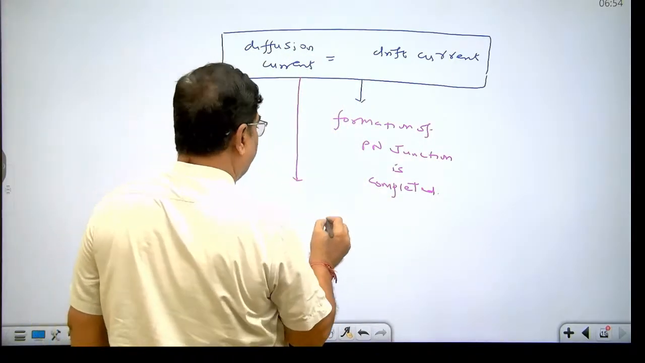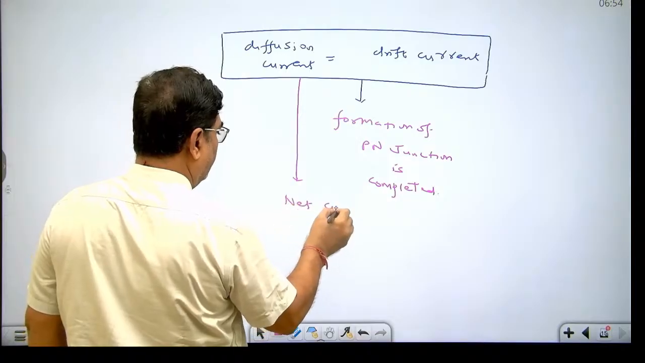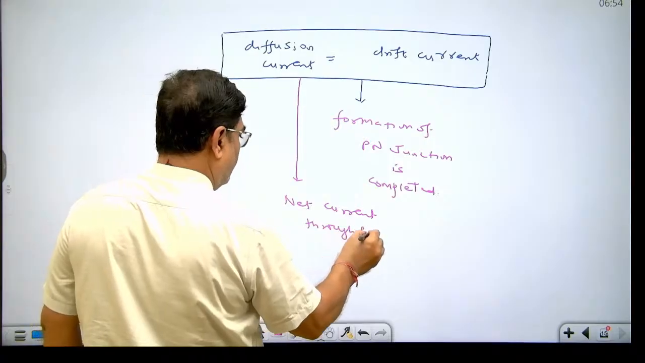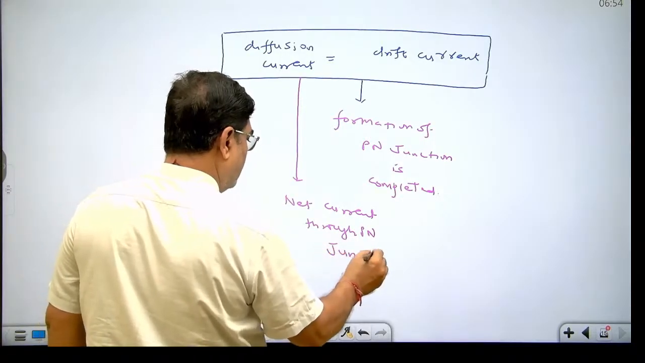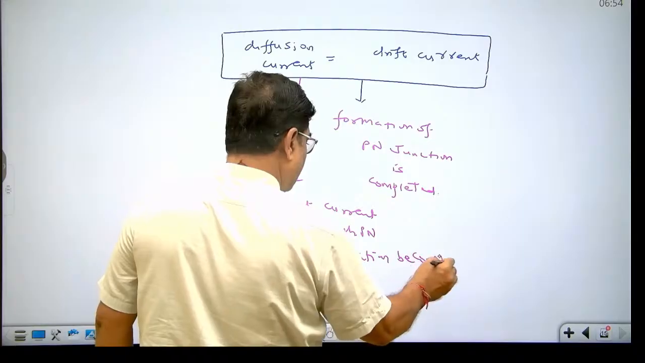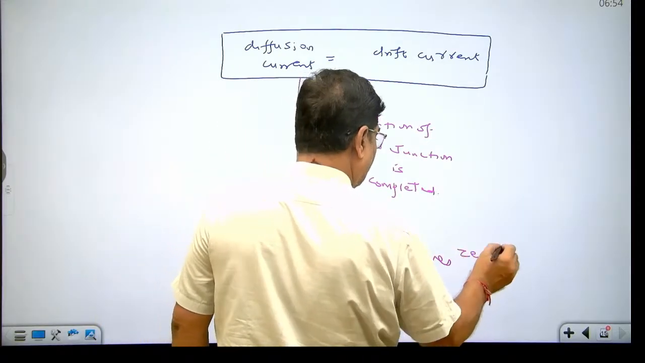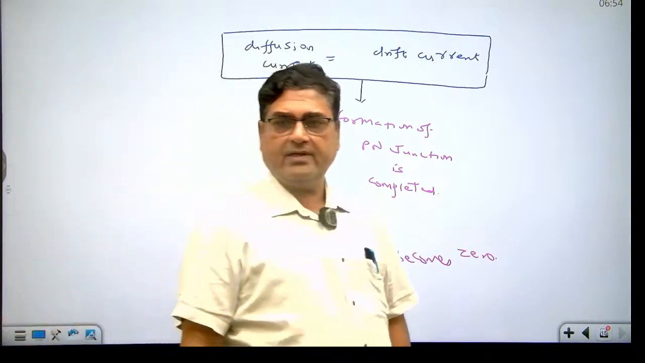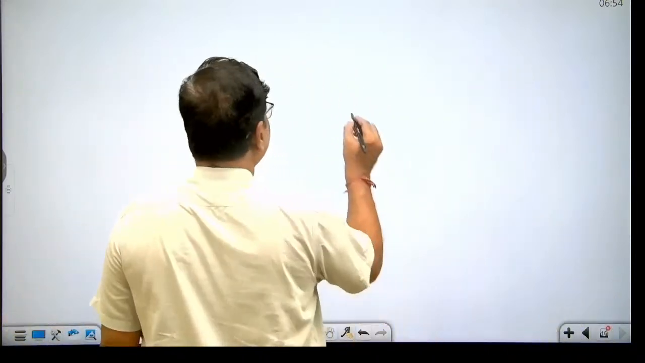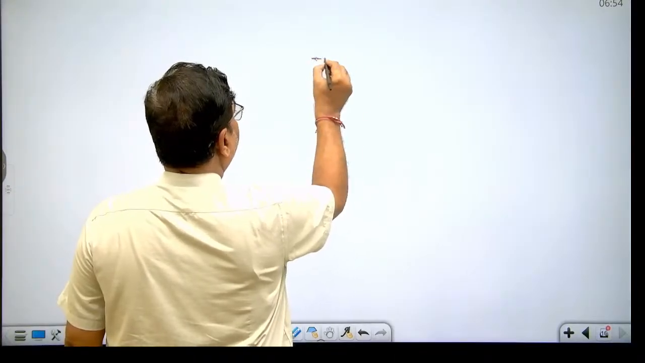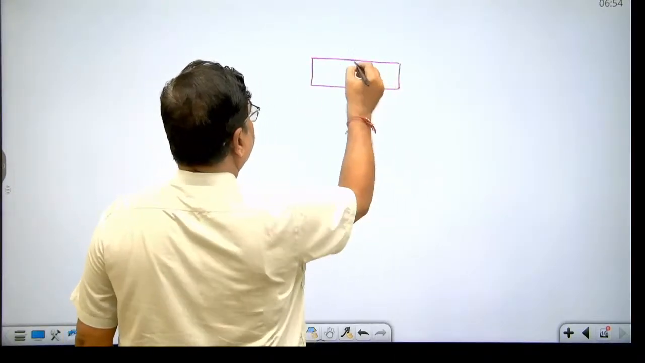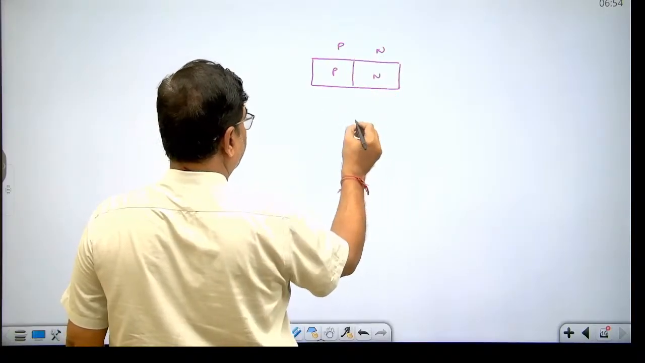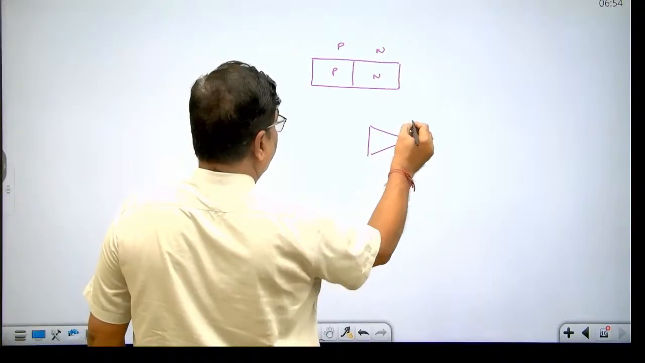When PN junction is formed, net current through PN junction becomes zero. Okay. Dear student, this PN junction acts as a variable capacitor. How? See here. This is the block diagram of PN junction. It acts as a diode like this.